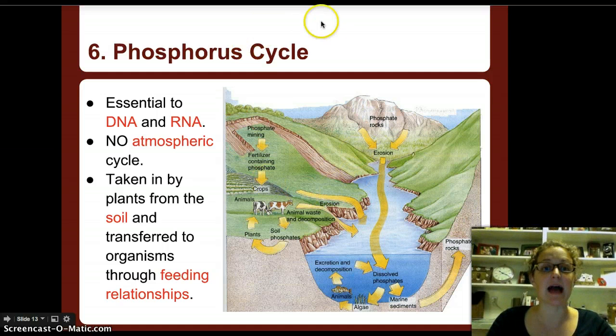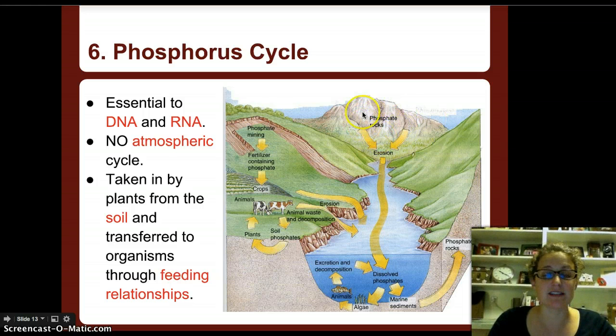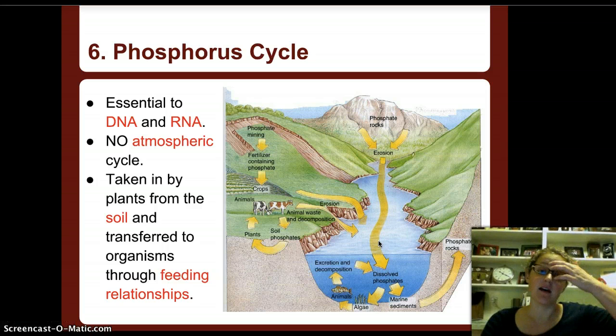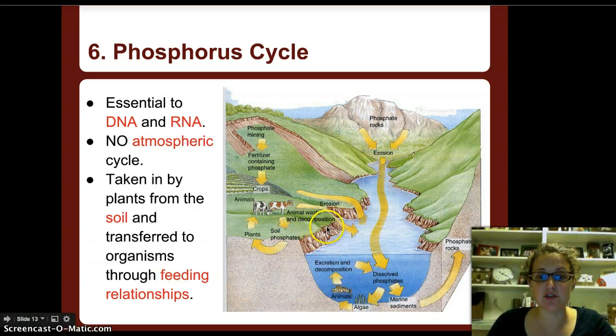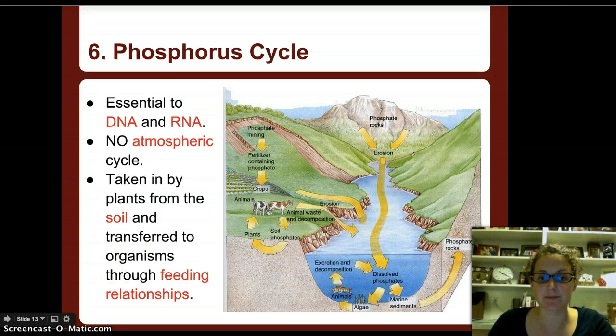Unlike all the others that go into the atmosphere and are usually released in breath or by the stomata of plants, phosphorus is totally out of the atmosphere. Most phosphorus is released in very slow, long geologic time from erosion of rocks or landforms, and it's taken in small quantities by plants, okay, and then transferred to organisms that eat the plants, like the cows here eating the grass that has phosphorus from the soil. Okay, so it's transferred to organisms through feeding relationships.